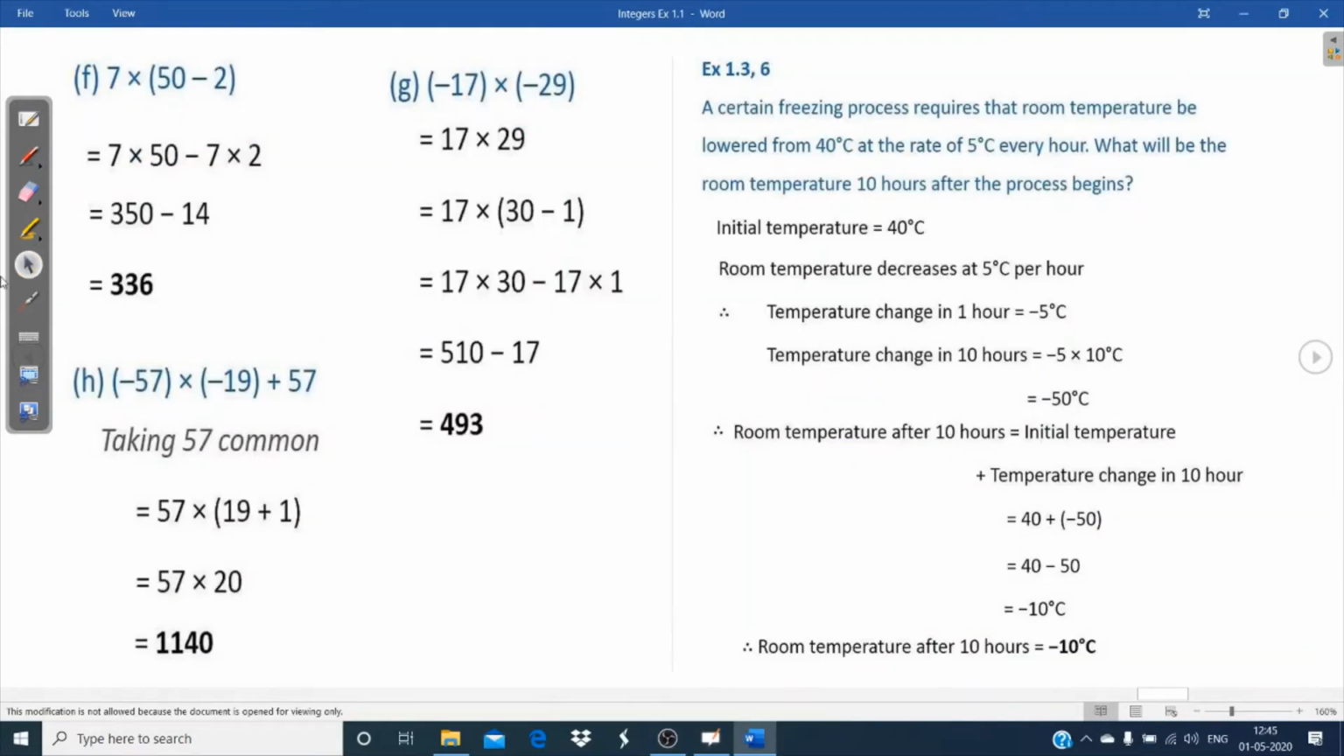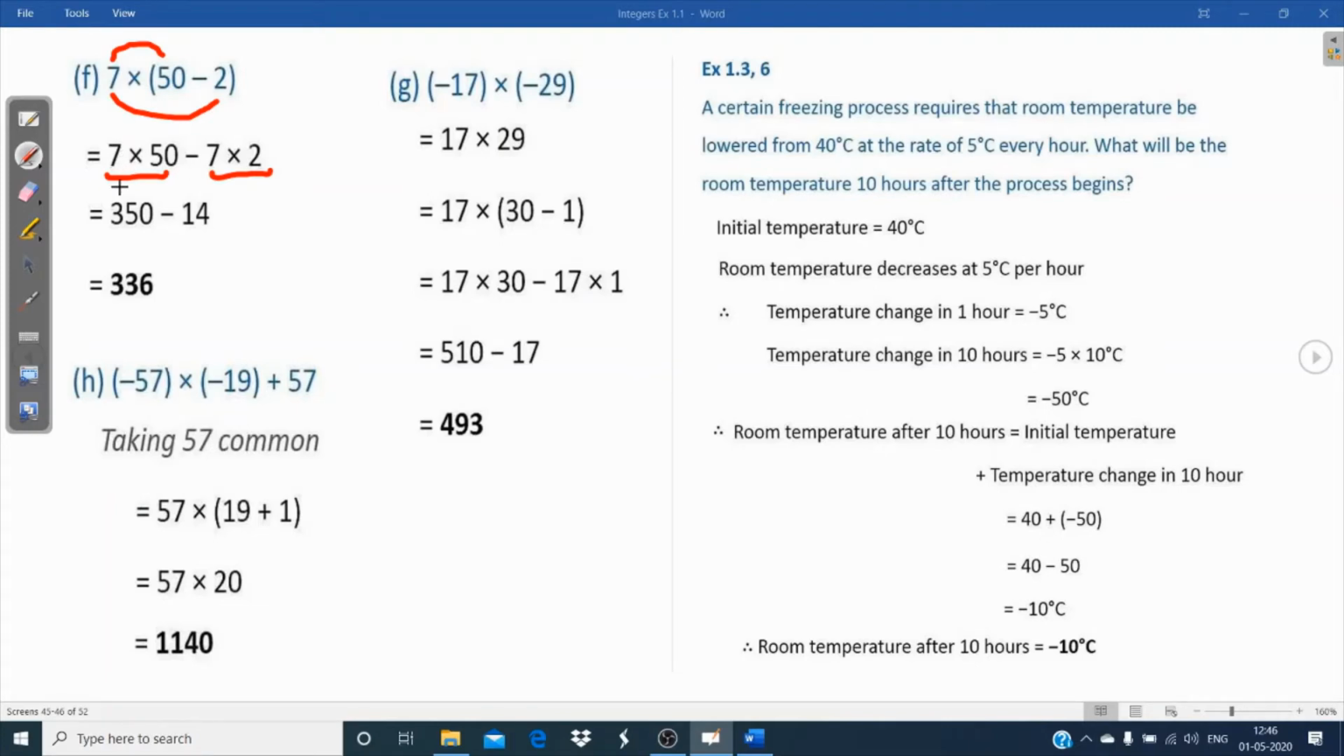Now here a few more parts are there. Now you can see this, student: 7 multiplied by 50 minus 2. Now we'll first multiply 7 by 50, so 7 into 50. Then minus sign. So here it is minus sign. Then 7 multiplied by 2. Again, this is the distributive property of multiplication over subtraction.